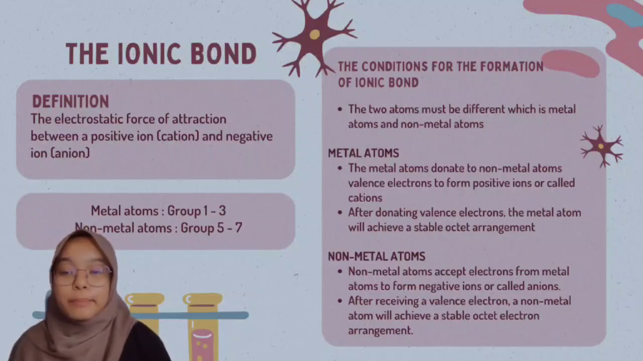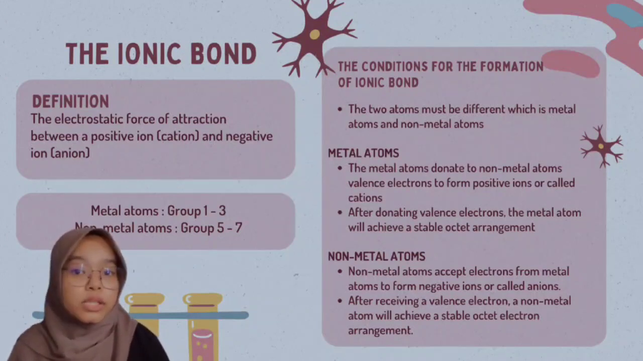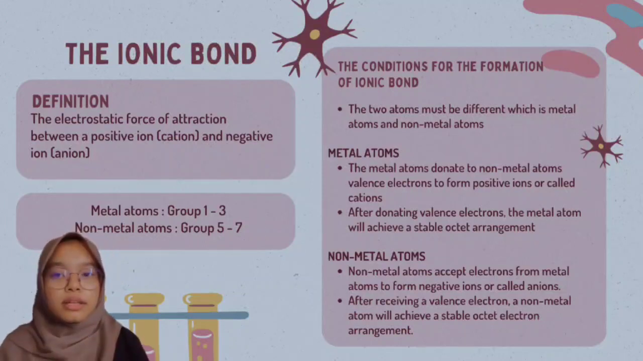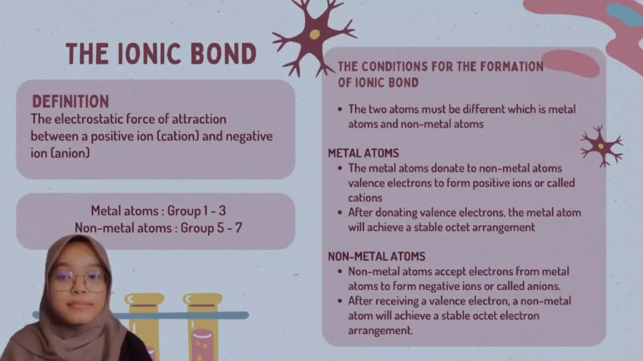For your information, in periodic table, metal atom starts from group 1 to group 3. However, non-metal atom starts from group 5 to 7. The definition for the formation of ionic bond: the two atoms must be different, which is metal atoms and non-metal atoms. Metal atoms donate valence electron to non-metal atoms to form positive ion or called cations. After donating valence electron, the metal atoms will achieve a stable octet arrangement.